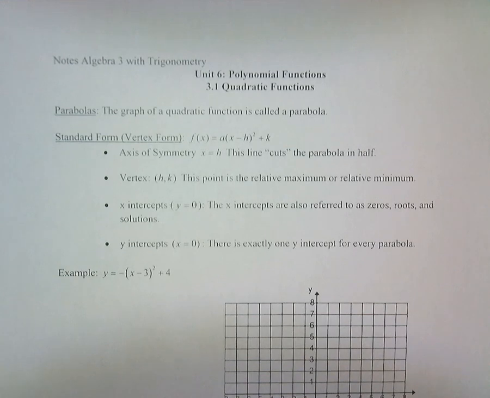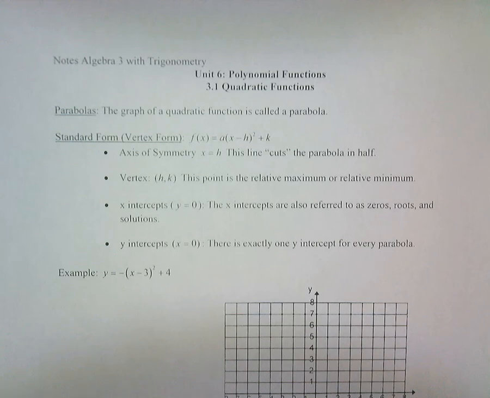Okay, to begin Unit 6, polynomial functions, we're going to start with quadratic functions. We've already studied some of quadratic functions, and this is going to focus on the graphs of quadratic functions and also application problems with quadratic functions. So a parabola is the graph of a quadratic function, and it's got a smooth curve. It's a polynomial, so it's smooth curved. It does not have a sharp point like an absolute value function would.